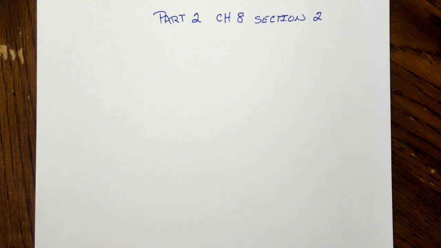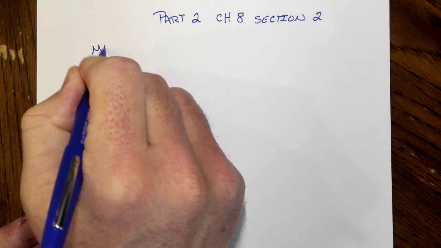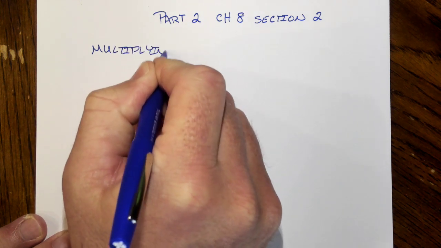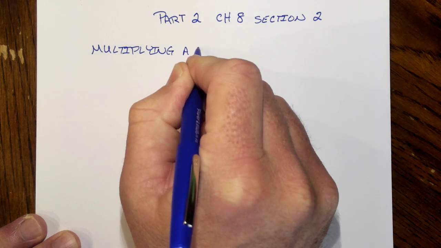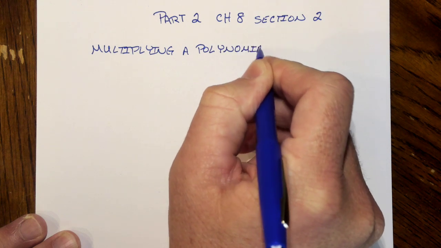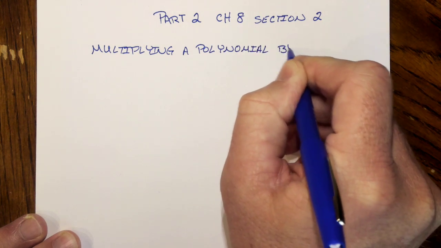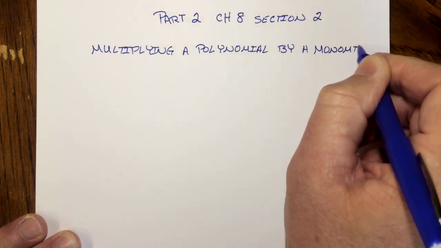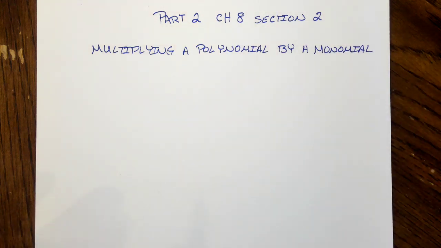Hello everybody. Working today with Algebra 1 Part 2, Chapter 8, Section 2, which is multiplying a polynomial by a monomial. You'll see or hear in the books distributive property.